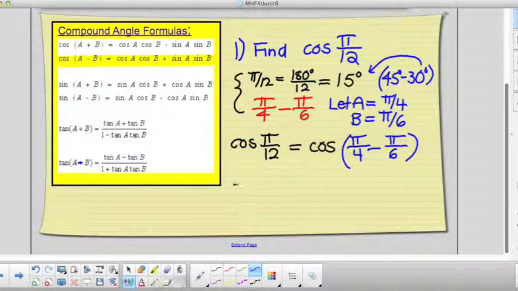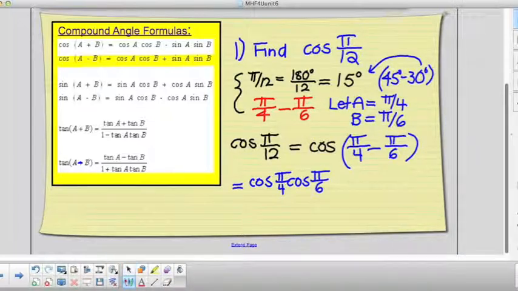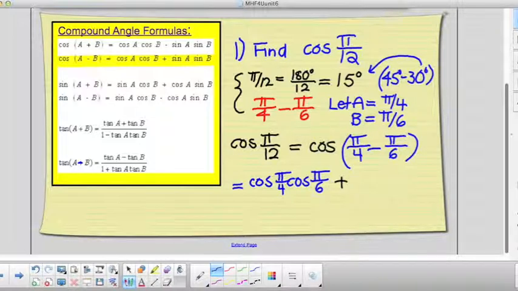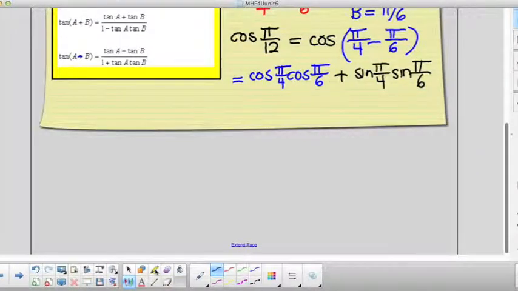which is going to be equivalent to, and the next step is really important, cosine of pi over 4 multiplied by cosine of pi over 6, because I have cos A times cos B, plus, even though it's A minus B, the in-between is an addition sign, sine pi over 4 times sine pi over 6. You need this step in order to set up your formula correctly.